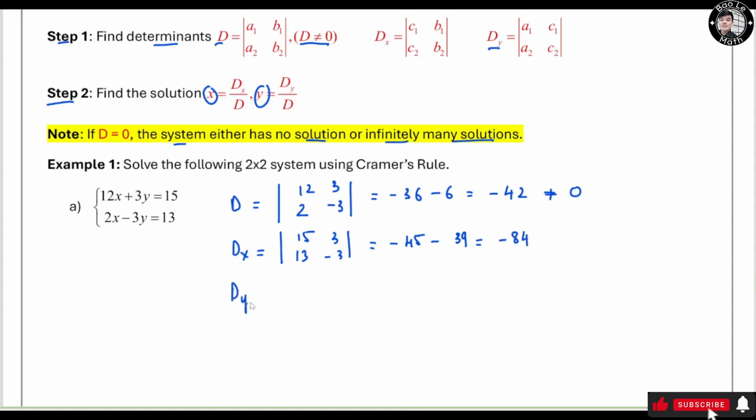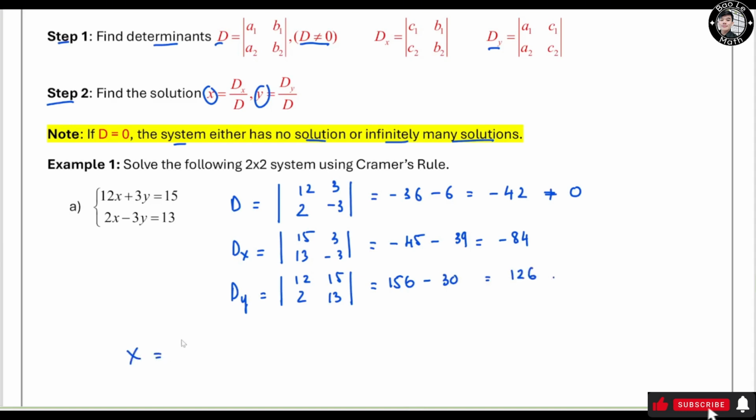Now Dy equals A1, A2, which is 12, 2, and C1, C2, which is 15, 13, right? 12 times 13 is going to be 156. Subtract 2 times 15, which is 30. So it's 126, right?